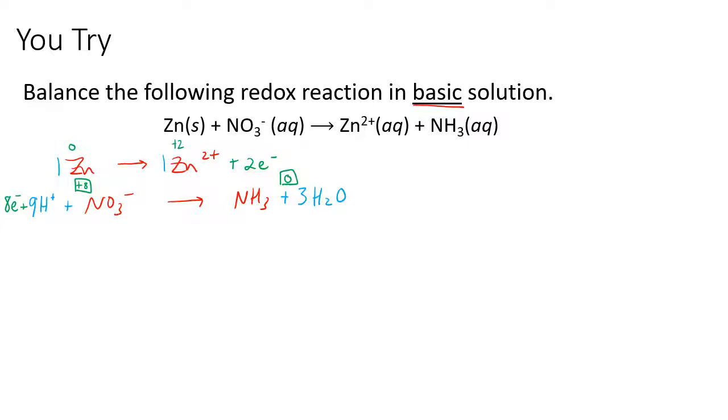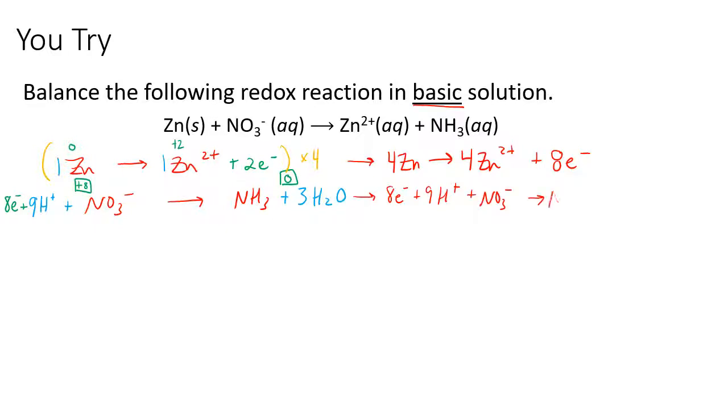Next, we'll make our electrons gained equal our electrons lost. If we multiply just the top reaction through by 4, we can make our 2 electrons equal 8. We would have 4 Zn going to 4 Zn2 plus 8 electrons as a product. Let's rewrite our other half reaction. 8 electrons plus 9H plus NO3 minus going to NH3 plus 3H2O.